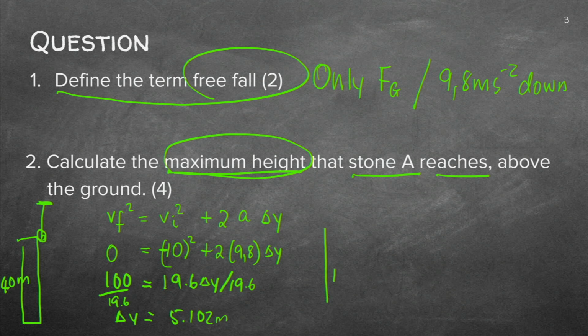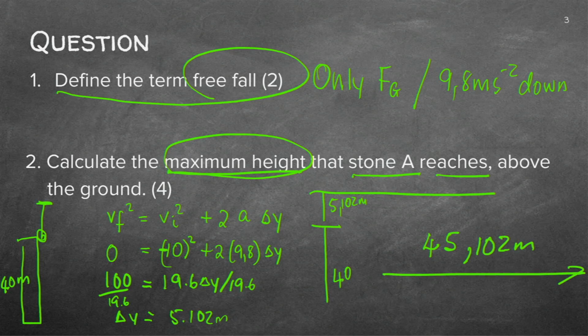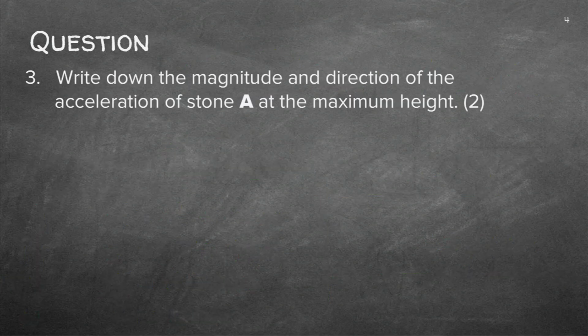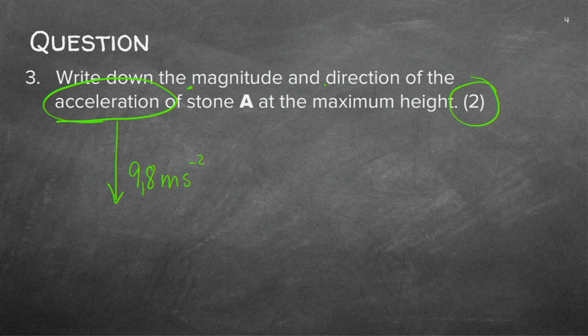The maximum height is not defined by 5. Remember, the building was 40 and you've got another 5.102. So what is the maximum height? It is in actual fact 45.102 meters. So that's the answer because it's from the ground. In the third question, they want me to calculate the magnitude and direction of the acceleration. Well, there's nothing to calculate because acceleration is always downwards and it always has the value of 9.8. So see that you get those 2 marks because it's theory that you have to know.